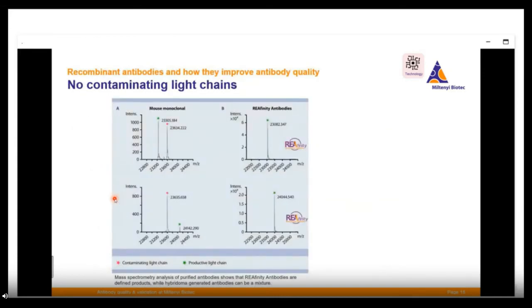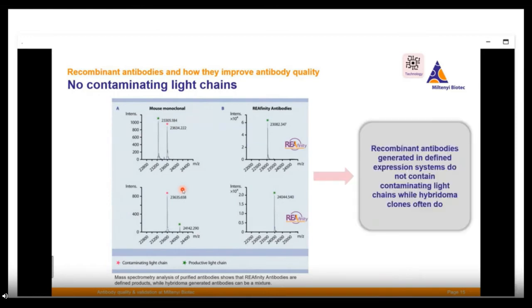So first of all, as highlighted earlier, recombinant antibody generation results in the highest purity. Here is an example of mass spectrometry data where you can see clearly that the recombinantly generated antibody shows a highly pure antibody compared to your hybridoma clone, where you have this pink star that is showing some contaminating light chain. In this way, we really have a highest purity product.